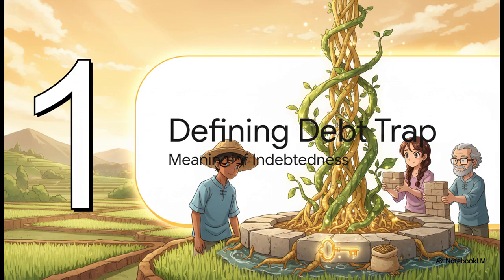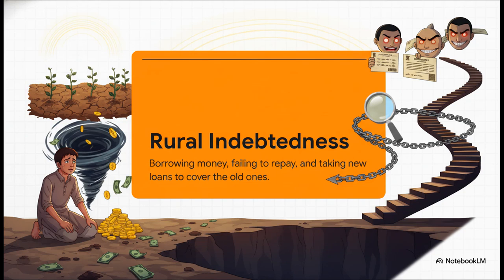All right, Section 1, Defining the Debt Trap. Let's look at the actual meaning of indebtedness. So rural indebtedness basically occurs when farmers or villagers borrow money and they just can't pay it back. But, and this is the kicker for your exam, it doesn't just stop at one unpaid bill.